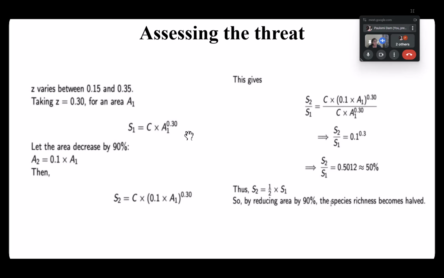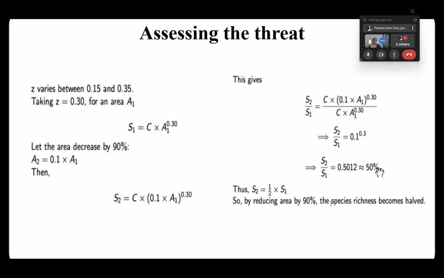But for some reason, the area is now been degraded by 90%, right? So 90% of the area is gone. So only 10% of the area is remaining. So the new area, which is A2, is 10% of the first one, which is 0.1 into A1, right? So the formula will be this. Now you want to see how much species richness does the second one have in comparison to the first one. So you do S2 by S1, put this in the formula, everything cuts with each other, everything gets negated except for this 0.1, which is also raised to the power 0.3. So you have 0.1 to the power 0.3, which is 0.502, which is 50%.